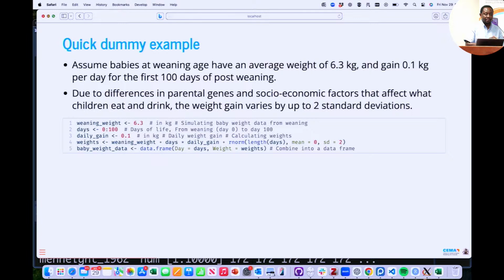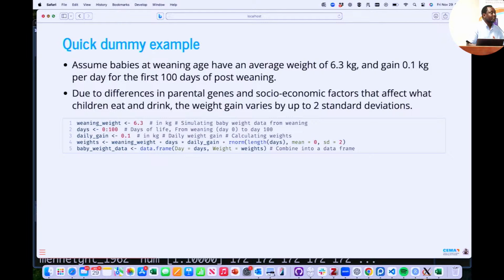Now, after that, you're giving them water, milk, and other things. They gain, on average, 0.1 kilograms per day for the first 100 days post-weaning. That's plausible, right? It's not a tricky question. Yeah, it's plausible. Okay.